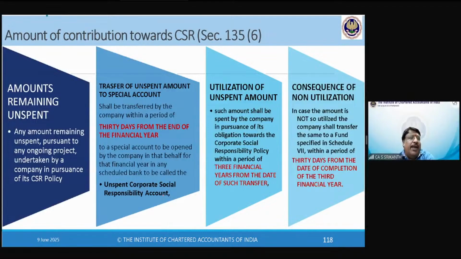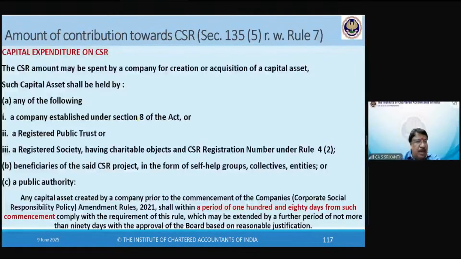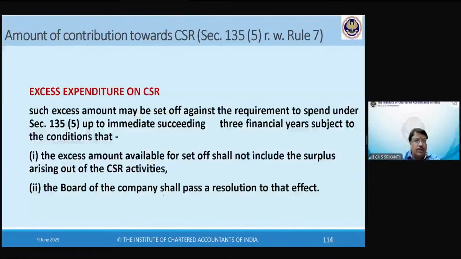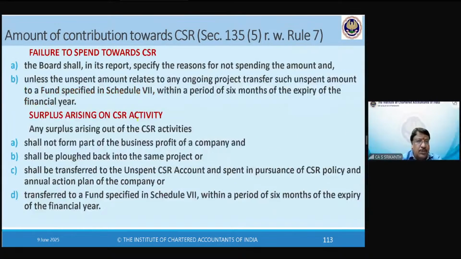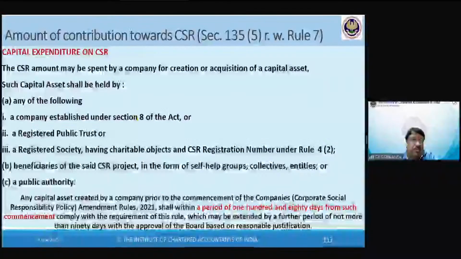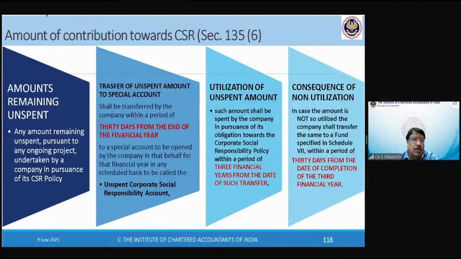In case there is some amount remaining unspent on any ongoing project. See, if it is an annual amount of CSR, you are supposed to spend CSR 2%. You have not spent it. Then at year end, you have to transfer it within 6 months from the expiry of the financial year. Straight away. Got it? But if it's an ongoing project, you got 3 years, or the duration of the project, whatever. So you have to wait 30 days from the end of the financial year in which you should have completed it.